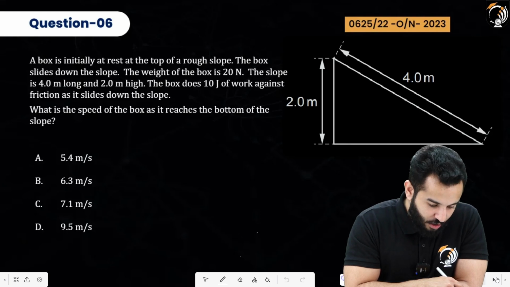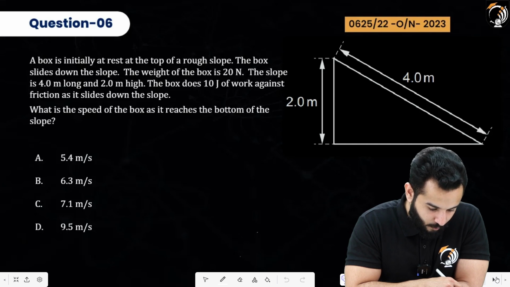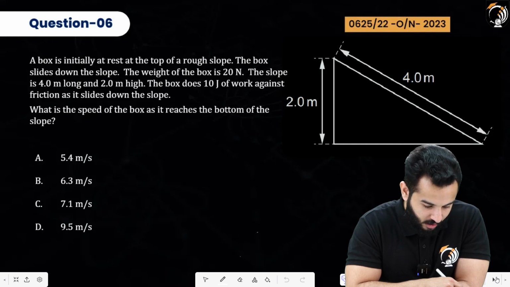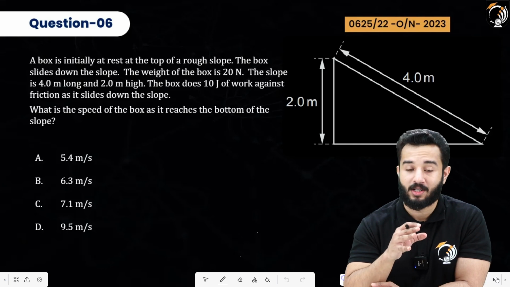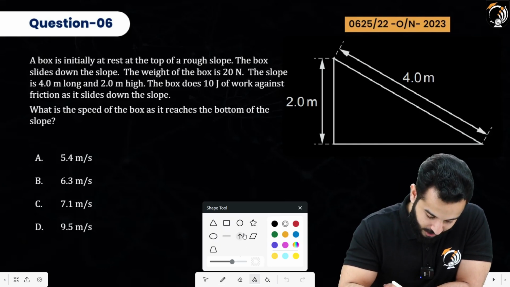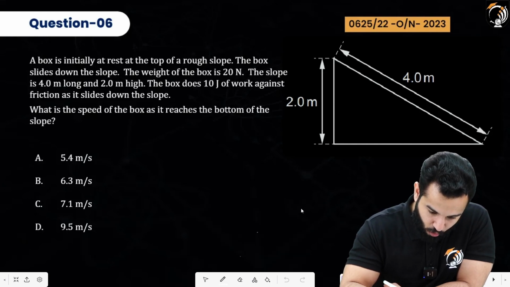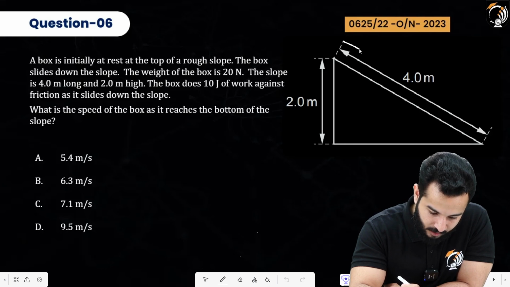A box is initially at rest on the top of a rough surface. The box slides down the slope. The weight of the box is 20 Newton. The slope is 4 meter long. The box does 10 joule of work against the friction. Now, what do you really mean by work done against the friction? By this we mean to say that if you have got a box over here, something like this, and it is sliding down.